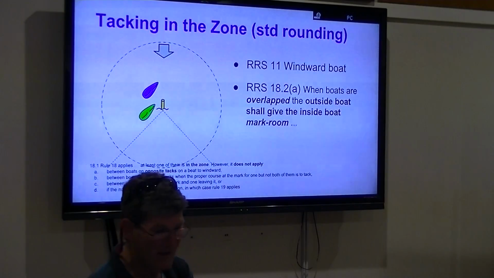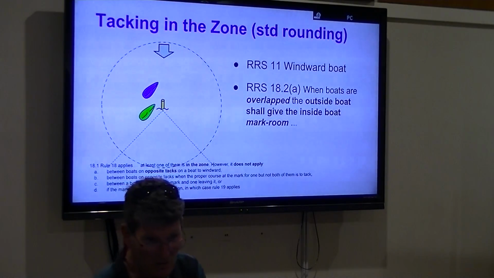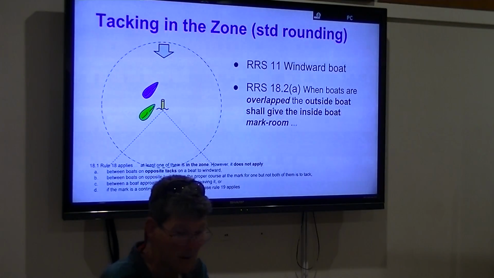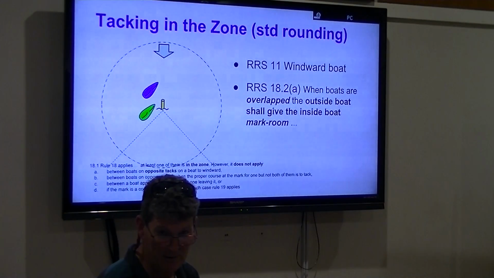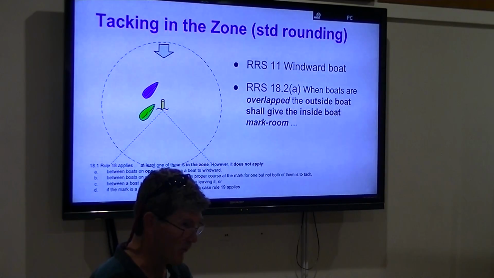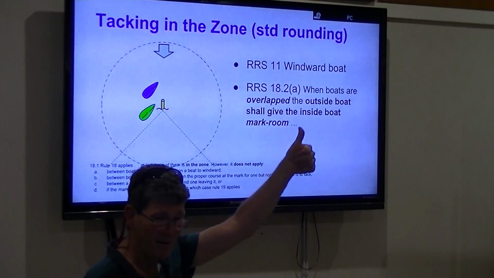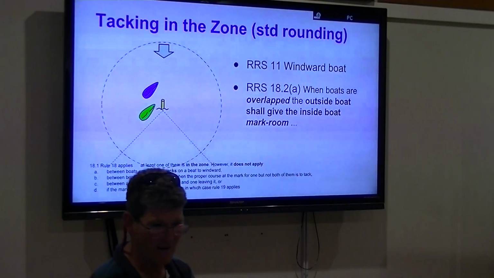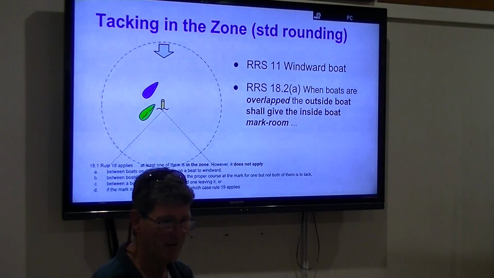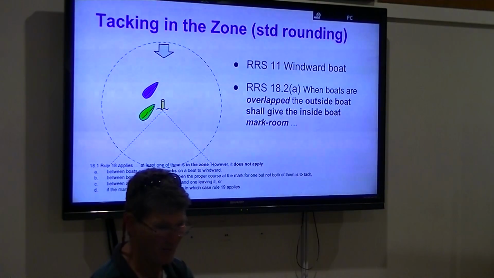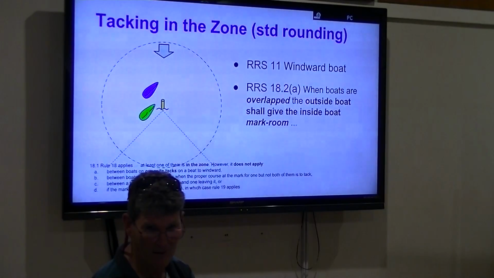Because now 18.1 has a whole bunch of conditions about the zone and stuff like that, but these two boats managed to get themselves into a position where it suddenly applied again. So therefore, our golden simple rule of thumb applies. 18.2a: Round the outside. When boats are overlapped, the outside boat shall give the inside boat mark room. Nice and simple. Green's got herself inside blue, because blue did a really sloppy tack at the mark. Green gets herself an overlap there, so she's going to be given mark room.